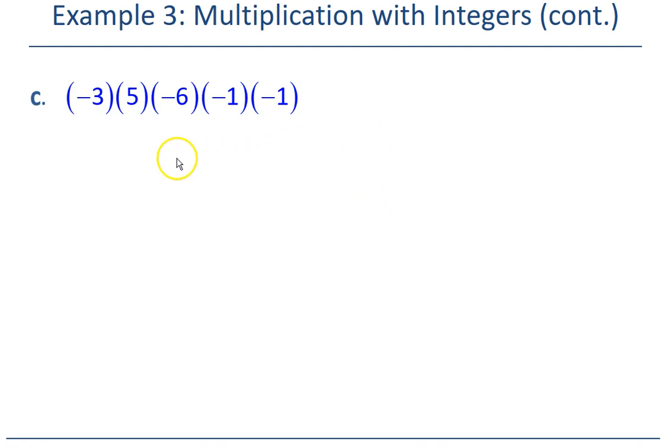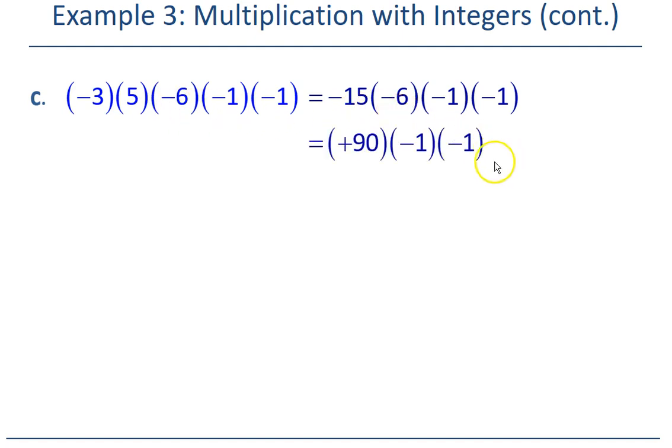And again, keep track of the negative signs. 1, 2, 3, 4. An even number of negative signs. Your answer is going to be positive. So, this times this is a negative 15 times a negative 6 gives you a positive 90, and then these two negatives give you a positive, so the answer is 90.